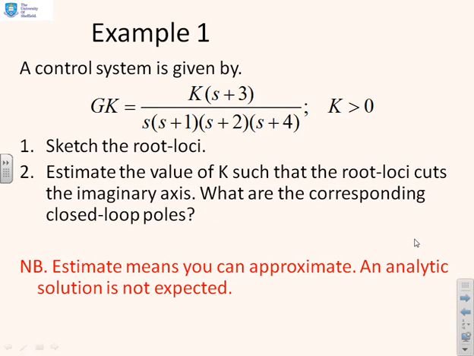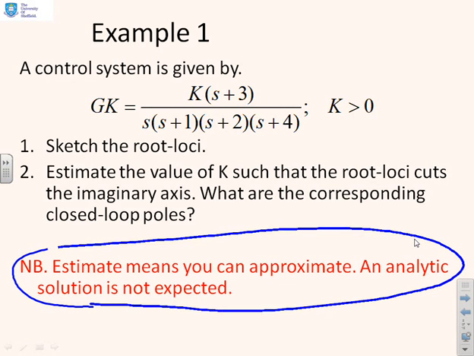First question then. The control system is given by the following. You'll see we've got Gk is k (s plus 3) over (s plus 1)(s plus 2)(s plus 4). And the question is, first sketch the root loci and then estimate the value of k such that the root loci cuts the imaginary axis, and what are the corresponding closed loop poles. And you've got a reminder here that the idea is that you're going to use estimates and approximate answers. You're not asked for an analytic solution, which will be difficult given you've got 4 poles here anyway. So now is the time to pause, and I will go on and give an indicative solution.